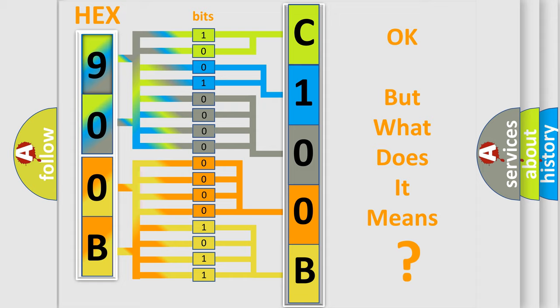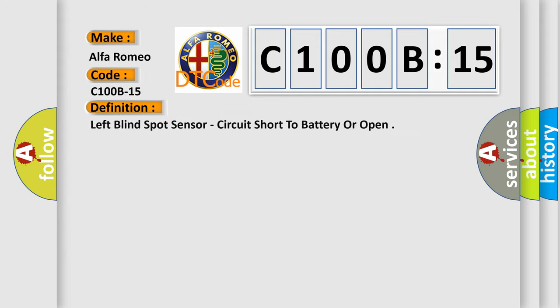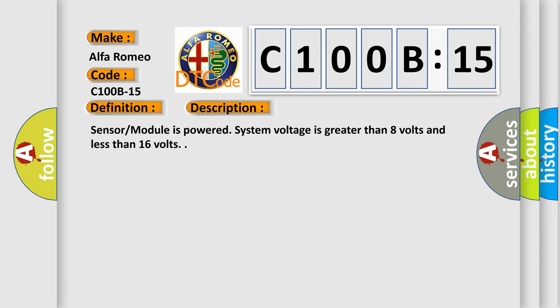The number itself does not make sense to us if we cannot assign information to what it actually expresses. So, what does the Diagnostic Trouble Code C100B-15 interpret specifically for Alfa Romeo? The basic definition is left blind spot sensor, circuit short to battery or open. And now this is a short description of this DTC code.